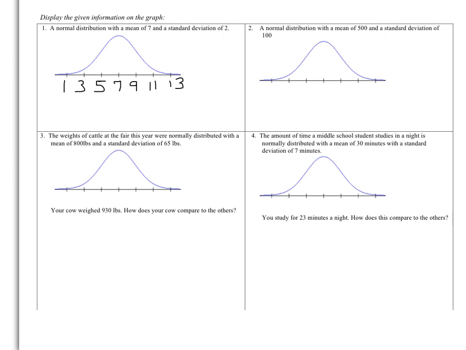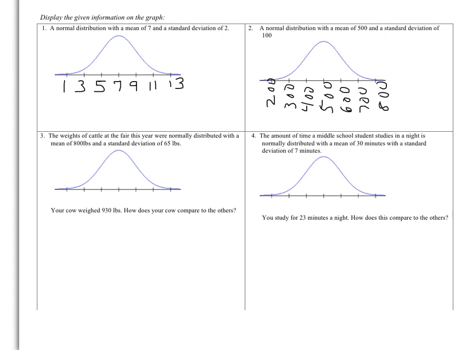And then we get to answer a bunch of questions about that once I have it. Take a look at number 2. Very similar. A normal distribution with a mean of 500 and a standard deviation of 100. So 500 is going to go right in the middle, and I'm going to go up by 100 every time. So 600, 700, 800, and then I'm going to go back: 400, 300, 200. All right, go ahead and fill out number 3 on your own, and then we'll answer the question together.